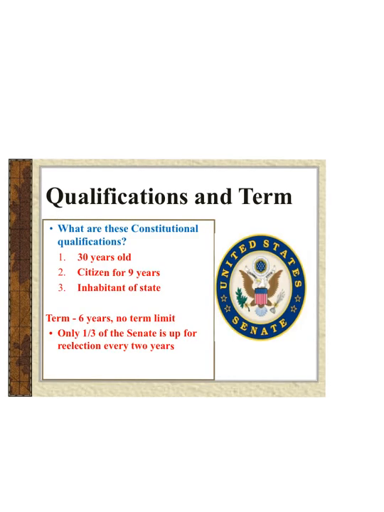Please write down all of the information on this slide for U.S. senators. Qualifications and term. What are the constitutional qualifications for a U.S. senator? They are: you need to be at least 30 years of age. You need to have been a U.S. citizen for at least 9 years. And you need to be an inhabitant or resident of the state in which you seek election.